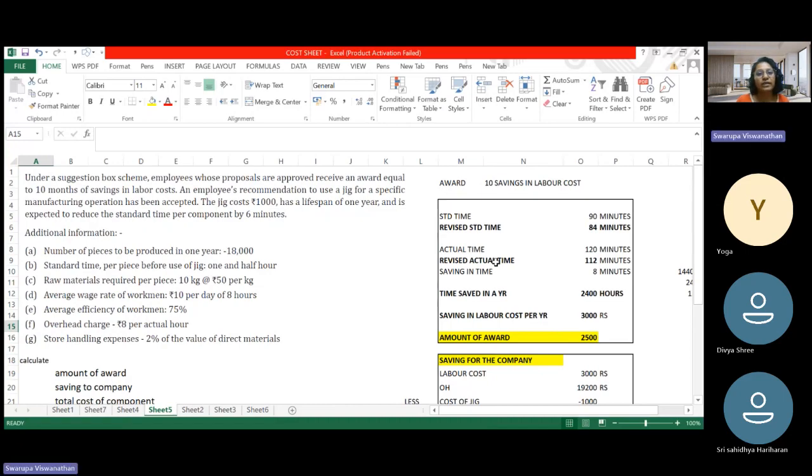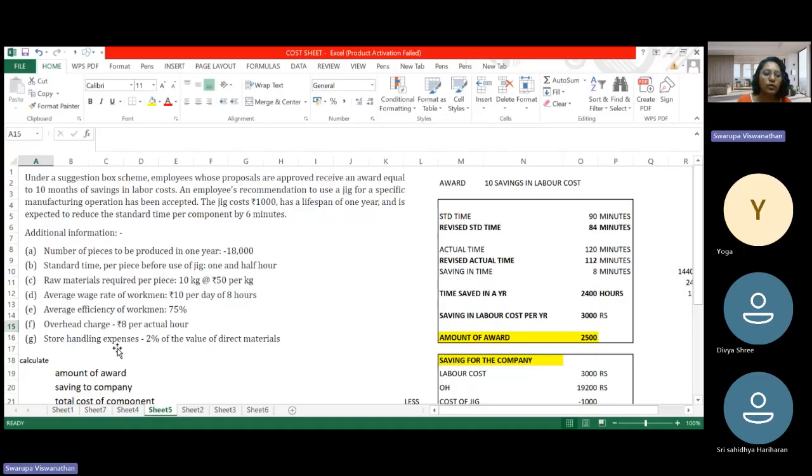Okay, so we have identified what is the savings in hours, and into the hourly rate will give us the total savings in rupees. 3,000 rupees we can save in a year if the jig is used in the place of proper labor being used.